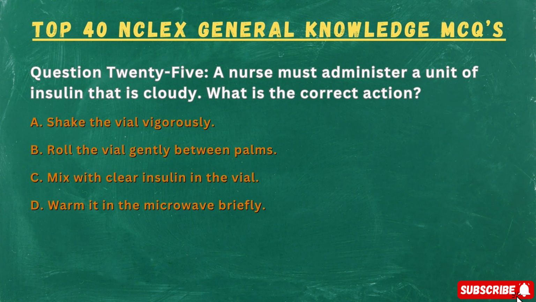Question 25. A nurse must administer a unit of insulin that is cloudy. What is the correct action? A. Shake the vial vigorously. B. Roll the vial gently between palms. C. Mix with clear insulin in the vial. D. Warm it in the microwave briefly. Answer: B. Roll the vial gently between palms.